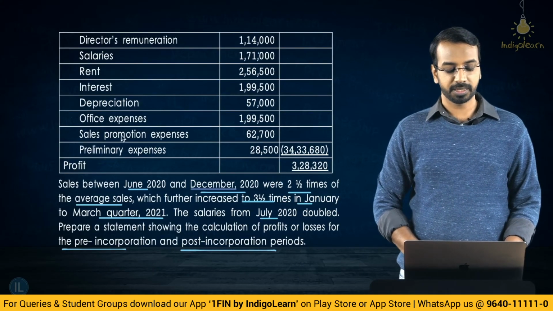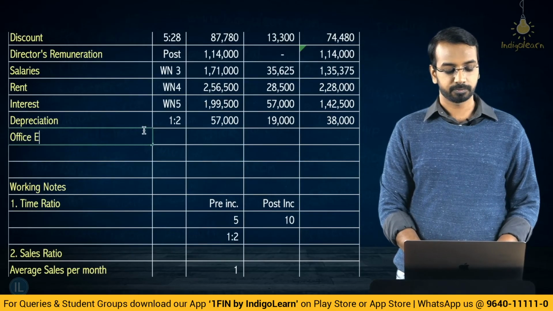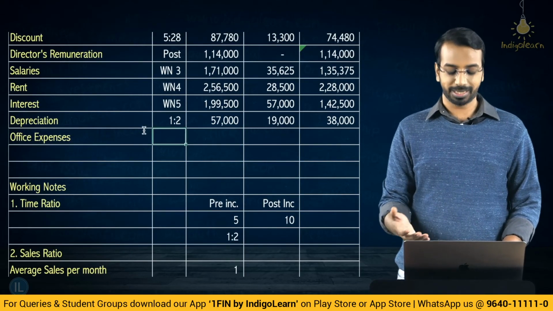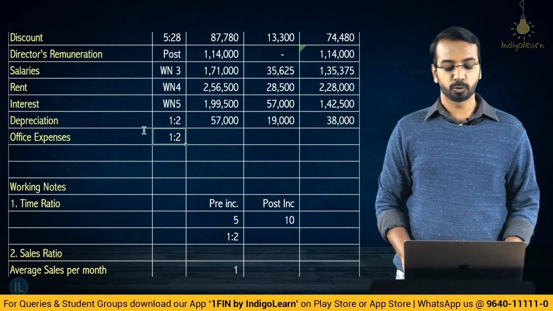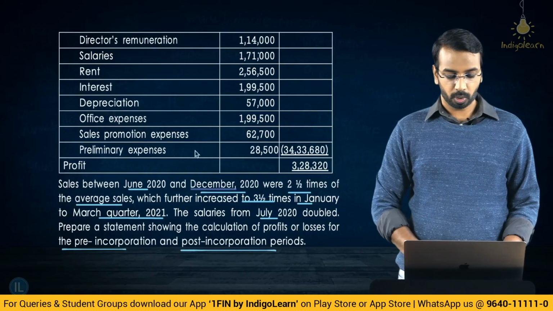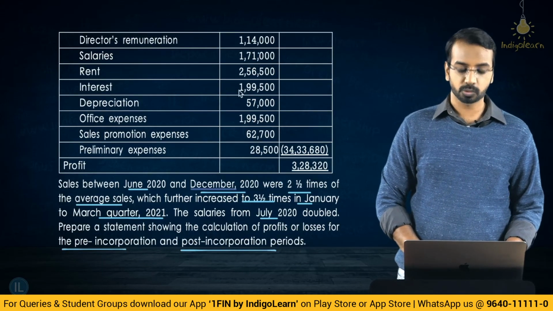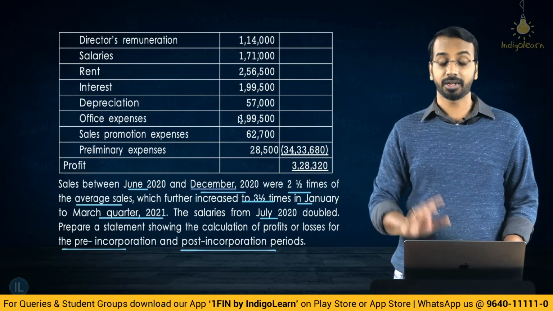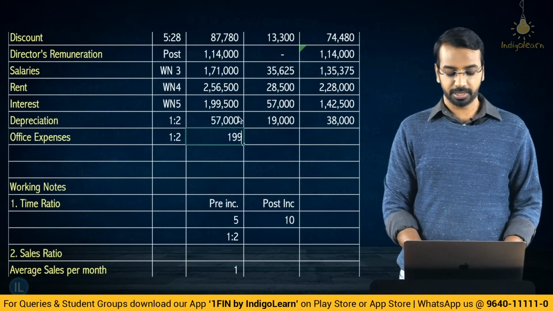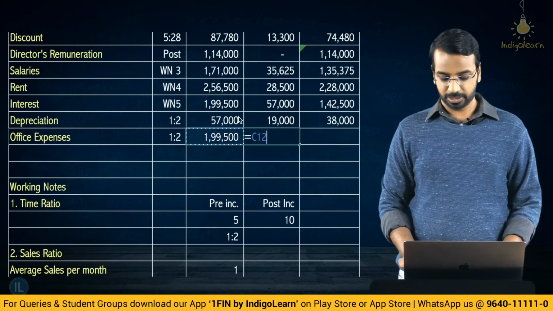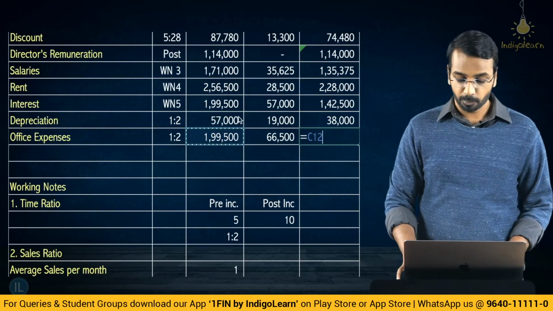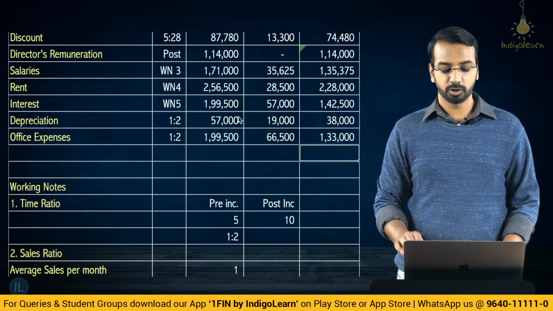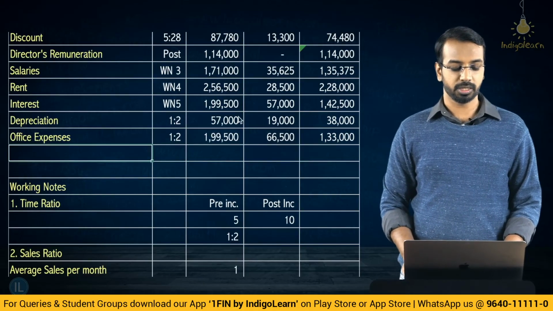Then we have office expense and sales promotion expense. Office expense, because nothing is mentioned, time ratio again 1:2. And how much is the office expense? 199,500. See, coincidentally, this also is 199,500. Don't get confused in the exams. So this divided by 3, 66,500, and 199,500 minus 66,500, you get 133,000, right.